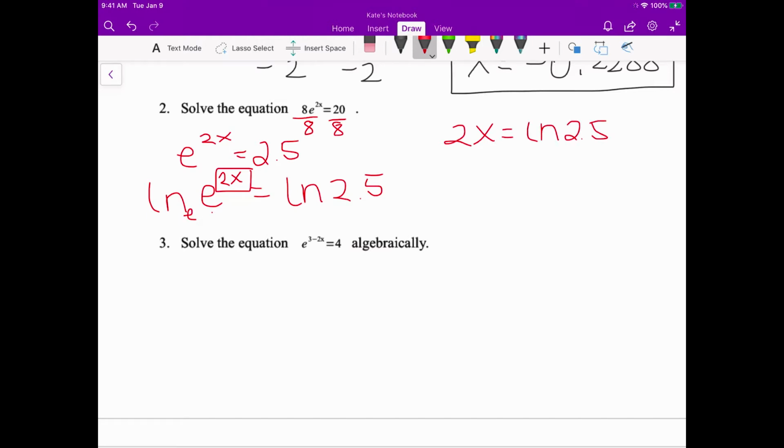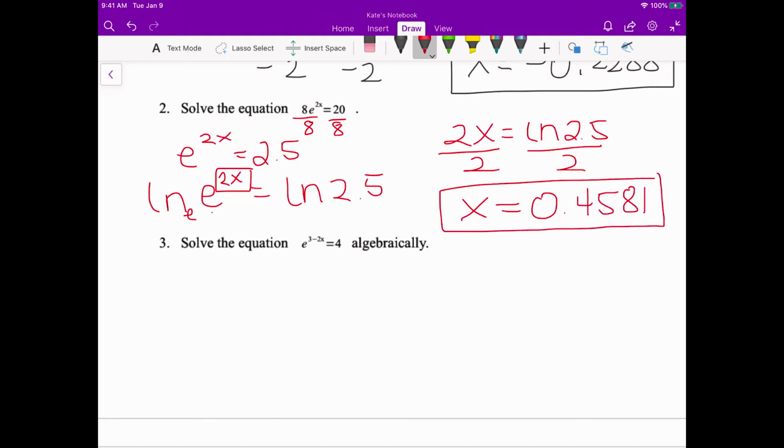Then to solve for x, we're going to divide by 2 on both sides, and then x will equal, when I simplify the natural log of 2.5 divided by 2, we end up with 0.4581, and this is our final answer.